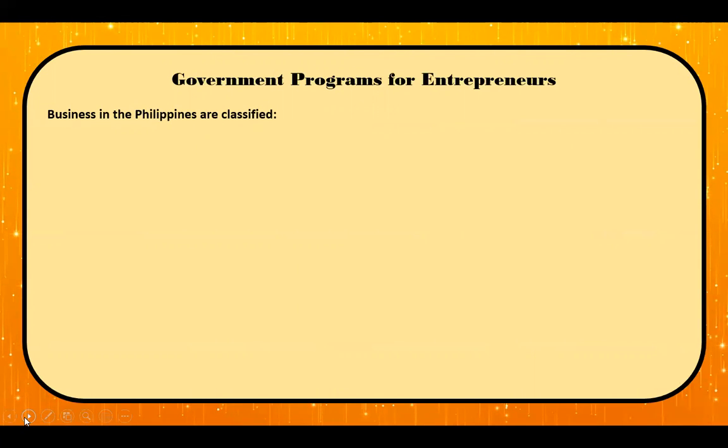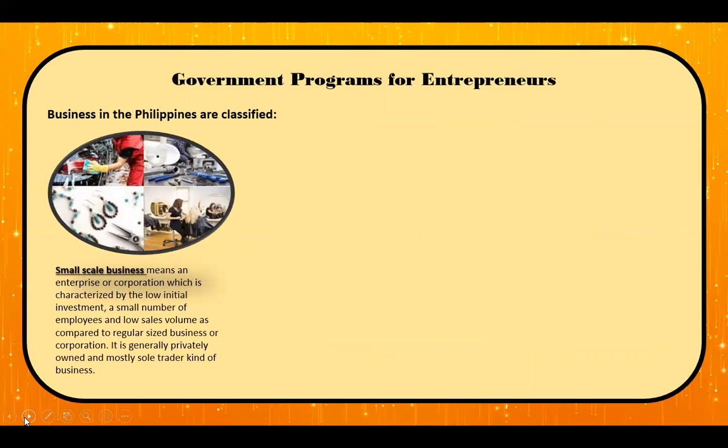So normally the following is the list of government agencies that provide technology information and research services. So we have the businesses in the Philippines classified. The first one is the small scale business, which means an enterprise or corporation characterized by low initial investment, a small number of employees, and low sales volume as compared to regular size businesses or corporations. So it is generally privately owned and mostly a sole trader kind of business.